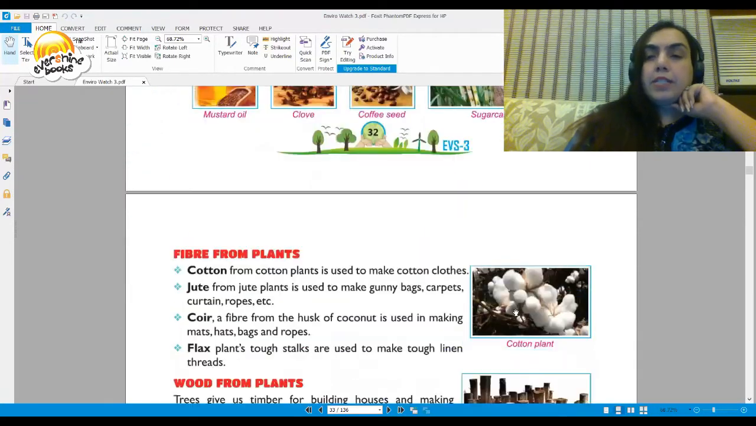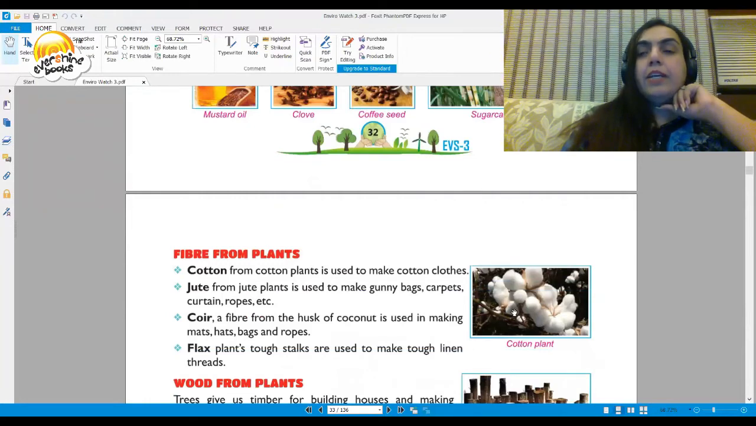Fiber from plants. Fiber is basically the basic element from which cloth is made. Cotton comes from cotton plants and is used to make cotton clothes. Jute from jute plants is used to make gunny bags, carpets, curtains, ropes, etc.